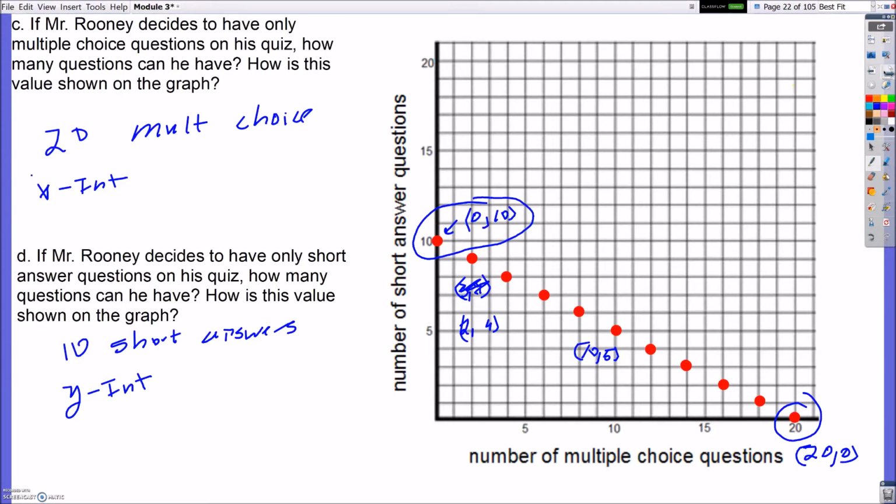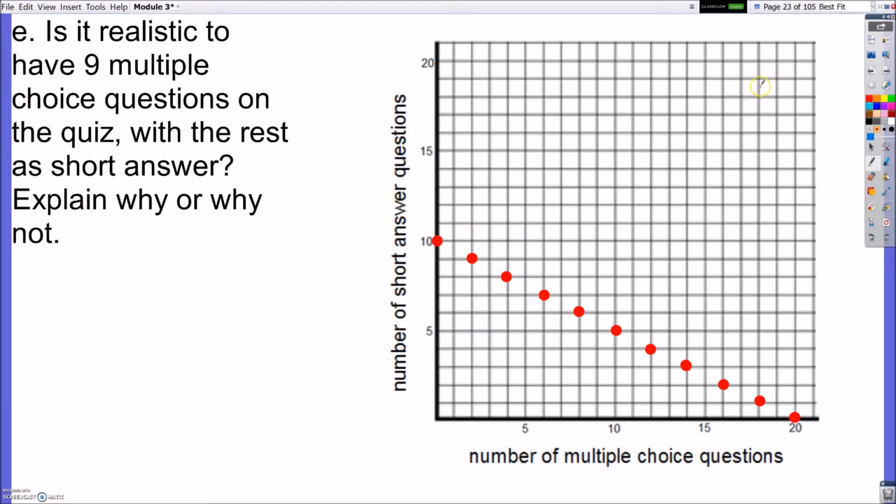All right. So is it realistic to have 9 multiple choice questions on the quiz? So here are my multiple choice. Is it possible to have 9? So if this is 10, this would be 9. And if we go up, we notice it's not possible. So no, it's not. Now, because it's a discrete graph, you can't have half a question. You can't have half a multiple choice question. So in this instance, you can't have half a short answer question.